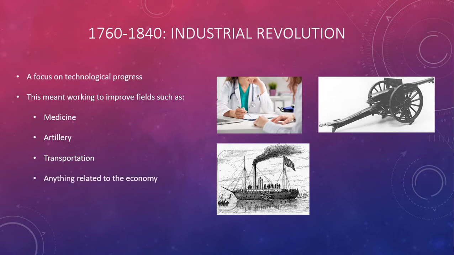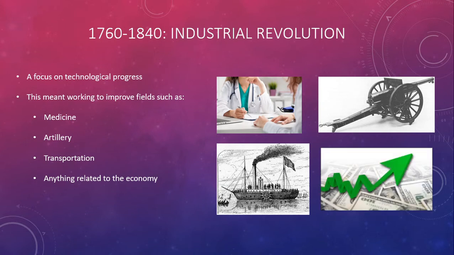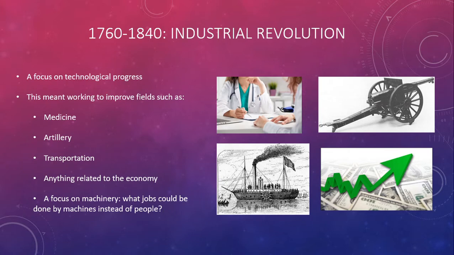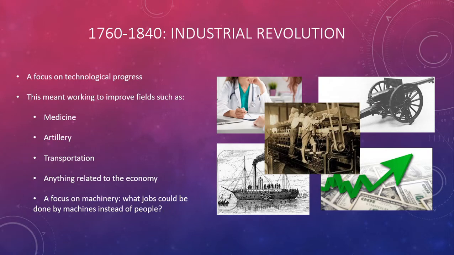They were working on anything, and this kind of ties everything together, anything that would improve their national economy. If you had better science, if you were more advanced, this helped you in all kinds of ways. They were also figuring out what jobs could be done by machines instead of people. So this is one way of tying everything together. Machines made things more efficient and sometimes safer.